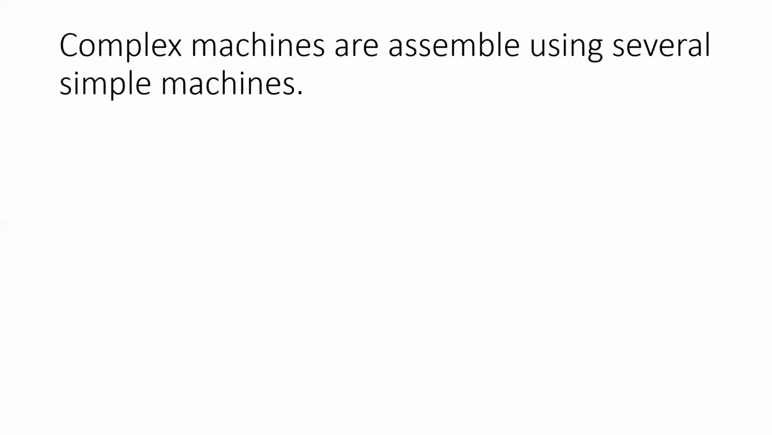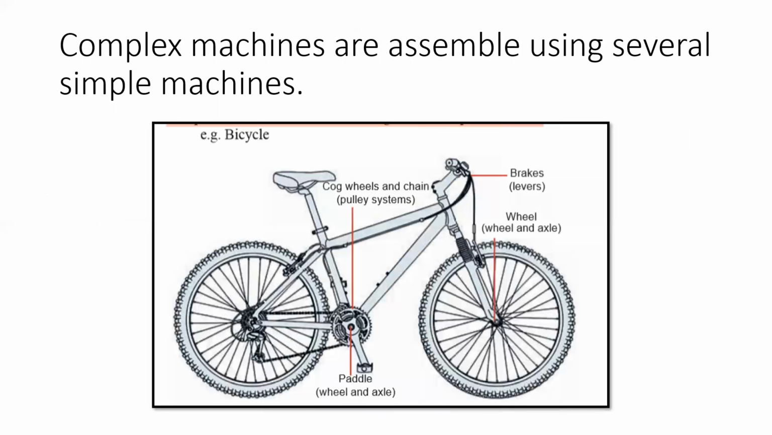Complex machines are assembled using several simple machines. Now you can see this diagram, a bicycle. Here you can find many simple machines. Brakes, there are levers there; wheel and axle; then cogwheel and chain; pulley systems are there; pedal, wheel and axle is there. So that's all you have to learn in this lesson.